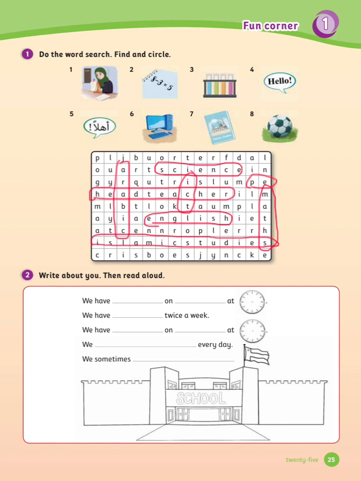Exercise number 2. Write about you, then read aloud. Fill in the blanks to create sentences about you and the subjects you have in school and what you do after school. I'll show you my answers as an example. We have art on Monday at 10:30. We have Arabic twice a week. We have English on Tuesday at 9:30. We play tennis every day. We sometimes play basketball.